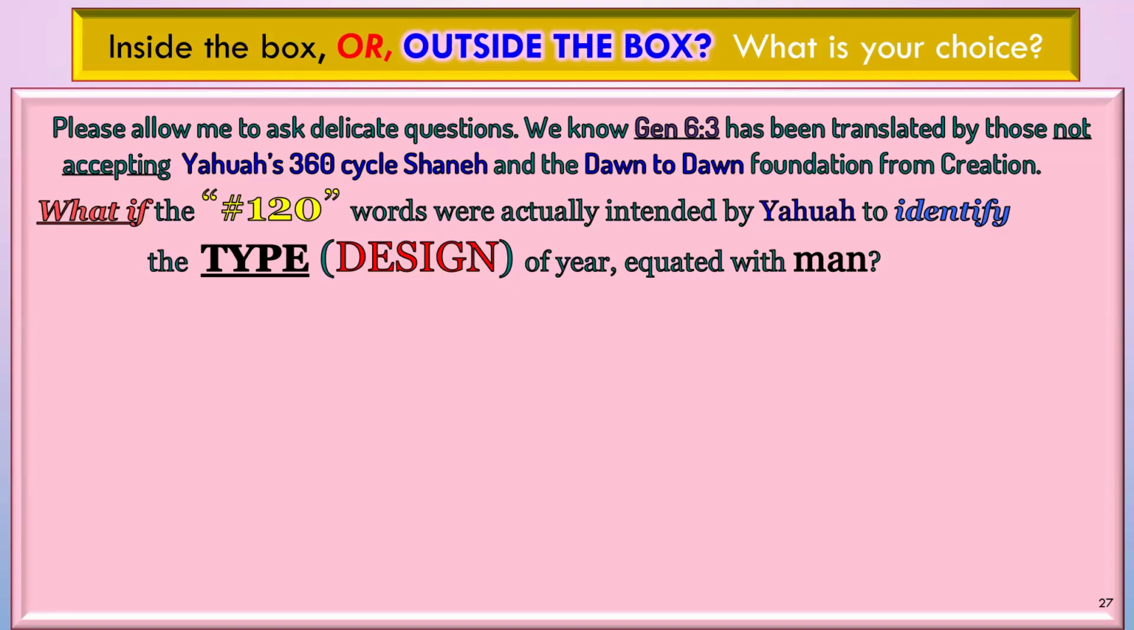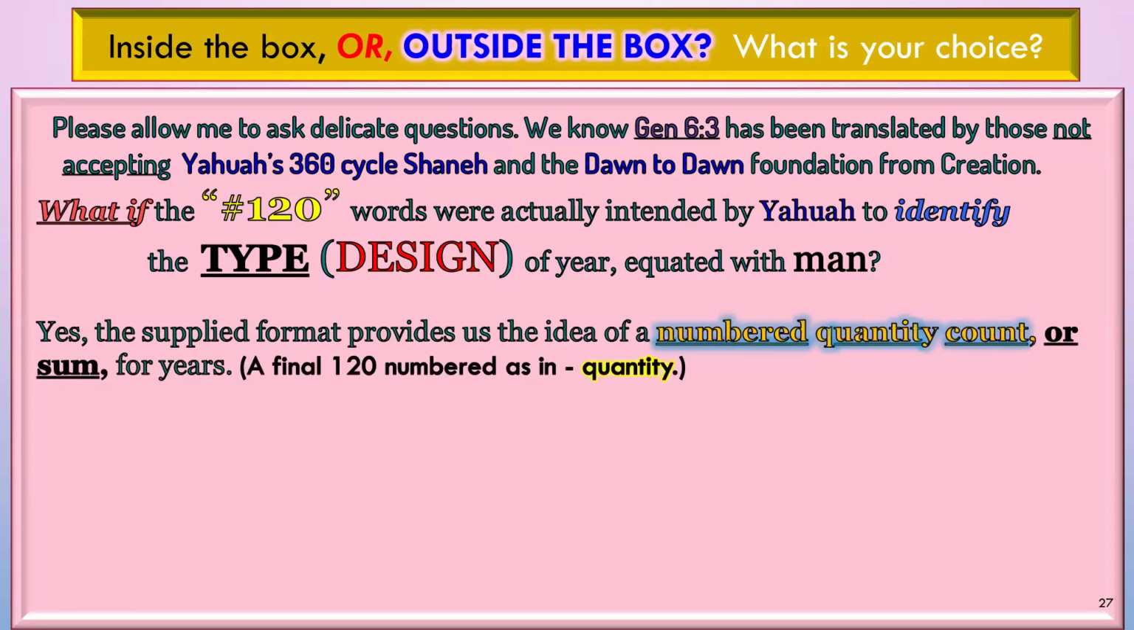Was it about strictly counting 1 to 120, as in quantity? Or is it 120 as in a format connected to man? Or is it both?